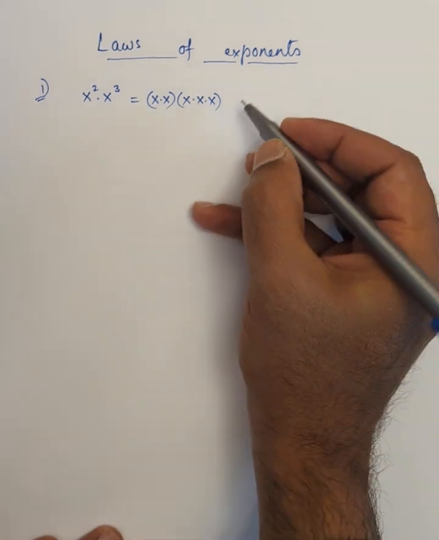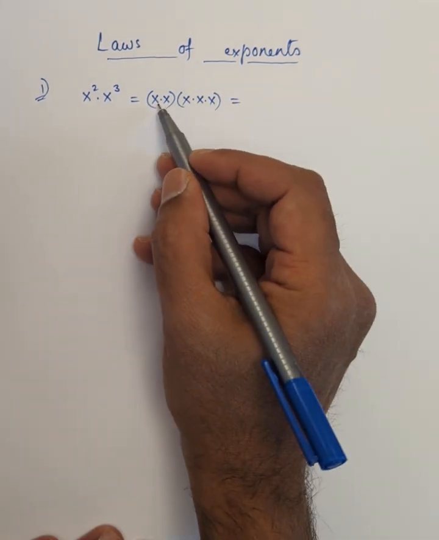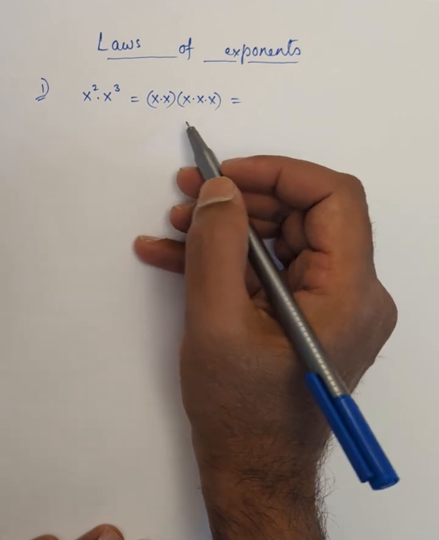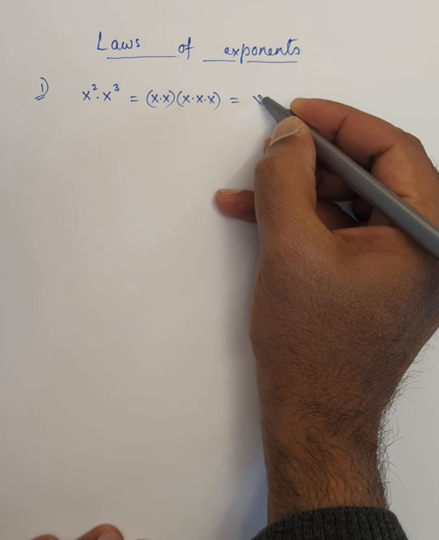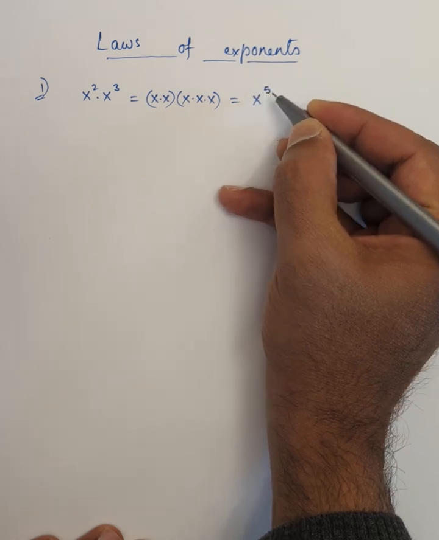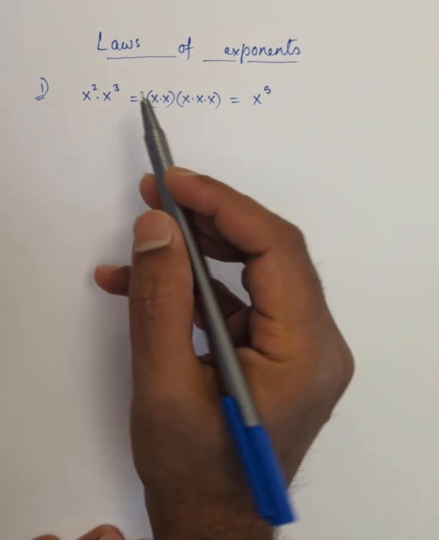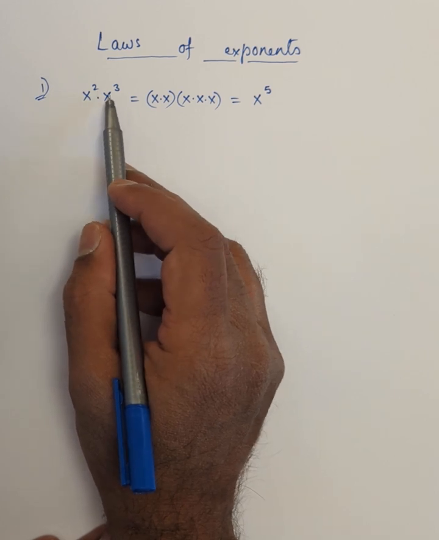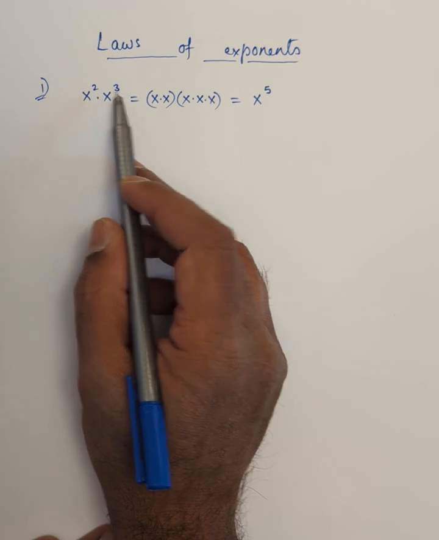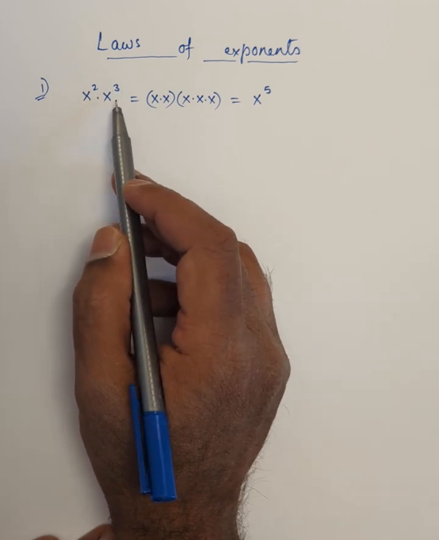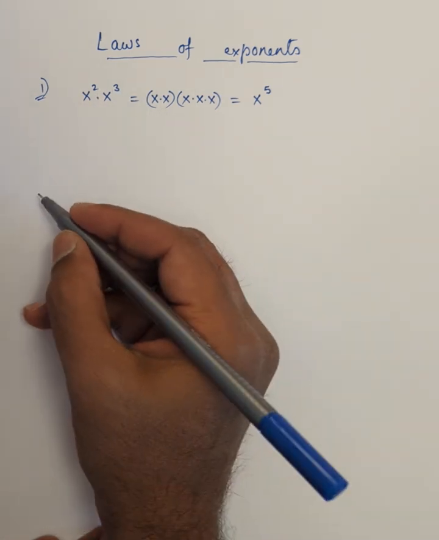So when you expand it, what you notice is you have 5 copies of x that you are multiplying together. So this should be x to the 5th power. So it looks like we have to add the exponents. It's not x to the 6th. It's not 2 times 3, but it's 2 plus 3. We will formalize that a little later.